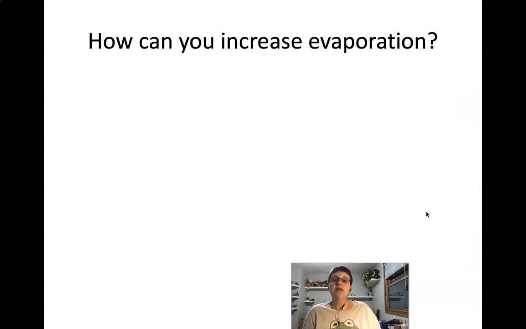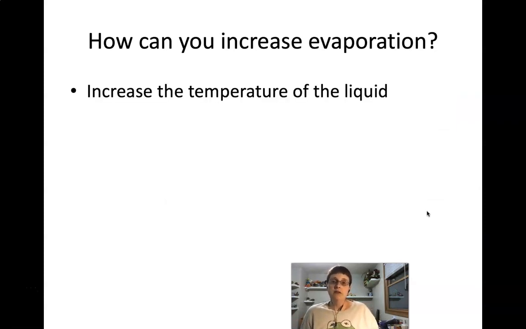So what are some ways that you can increase evaporation? And there's lots of ways you can do that. One, easiest way, increase the temperature of the liquid. If you increase the temperature of the liquid, you're going to add more energy. So adding more energy will increase the kinetic energy of more of those molecules. They'll pop out and it'll evaporate faster.